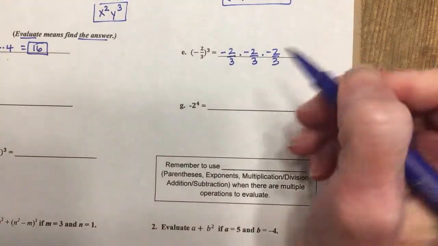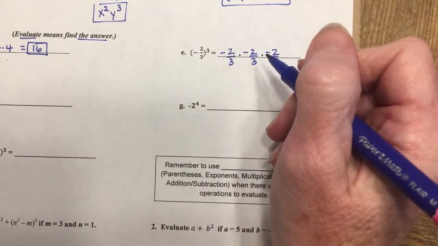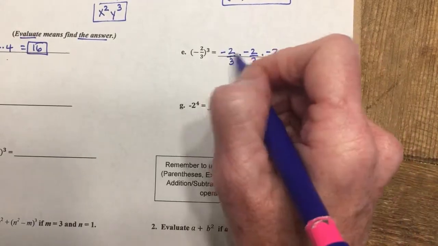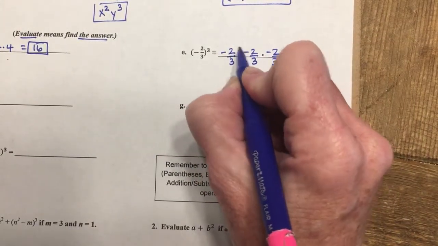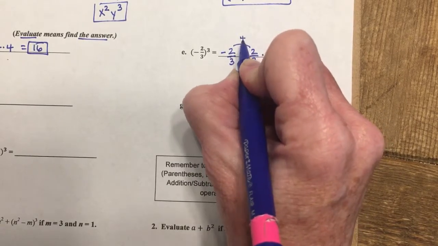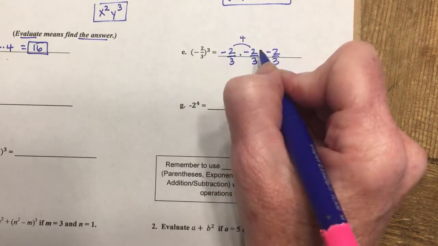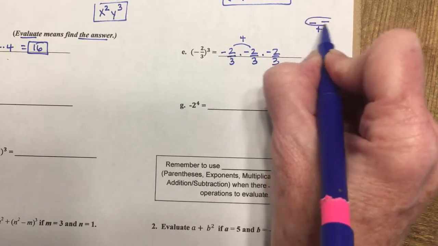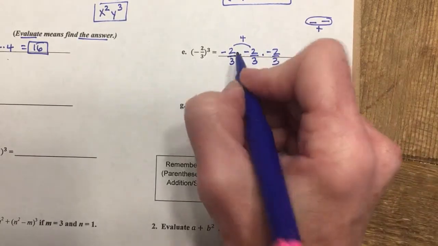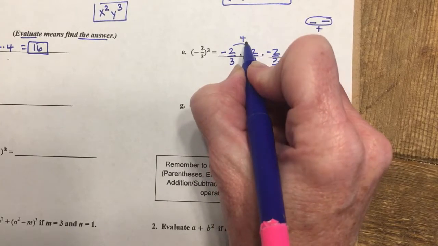If you're remembering fractions, you multiply the tops and you multiply the bottoms. So if I do negative 2 times negative 2, that would be 4. A negative times a negative is positive. If I have a negative times a negative, my answer is positive. So negative times a negative is a positive 4.